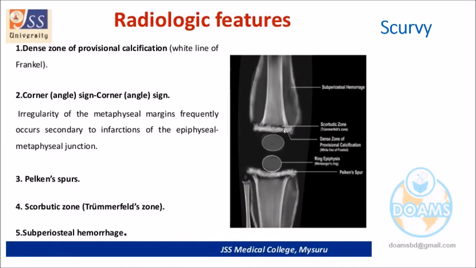Below this, there is a black area. It is called the scorbutic zone. You see ring epiphysis. It is called Wimberger sign. I told you burger, the round one, Wimberger sign. This angle is called Pelkan spur. And elevation of the periosteum, subperiosteal hemorrhage. The scorbutic zone's other name is Trümmerfeld zone.